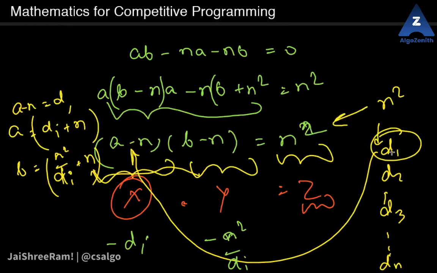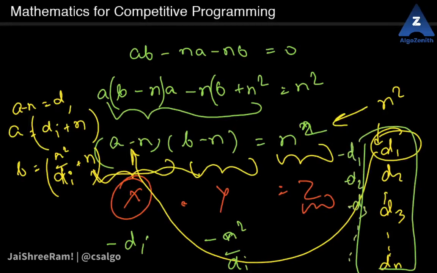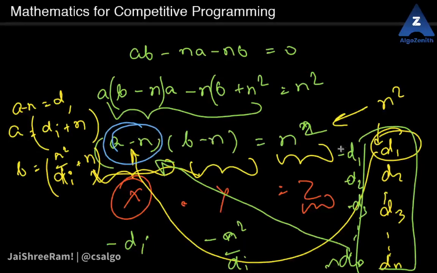With these di's possible, we also consider the possibility of having minus d1, minus d2, minus d3 and so on up to minus dn being assigned to this first part, and similarly the second part automatically gets allotted. Using this style, you can find out all possible assignments to this expression, and for each of these, this gets fixed because n square is fixed, and once these two get fixed, you can find out the values of a and b and print them out.